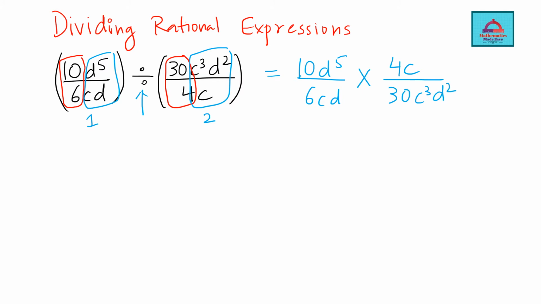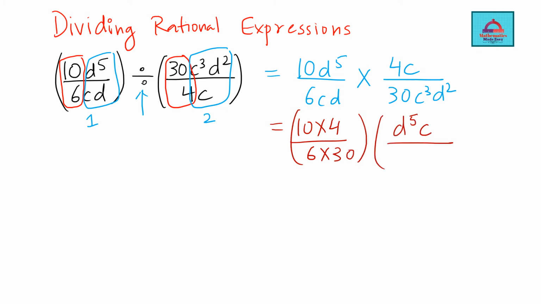Now let's cancel the common factors and combine, just like multiplication. So 10 will be combined with 4, 6 will be multiplied with 30, and d to the power 5 c with c cube d square. So let's see what's cancelling. 0 cancels with 0. This is 2 times 3, so 2 over 9. That's the number part that you are getting.